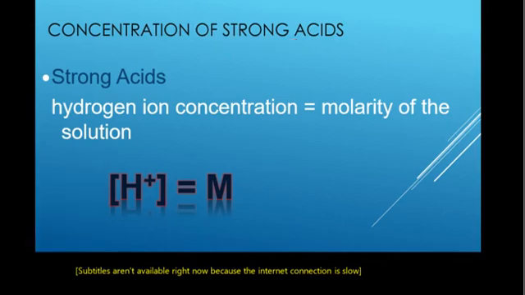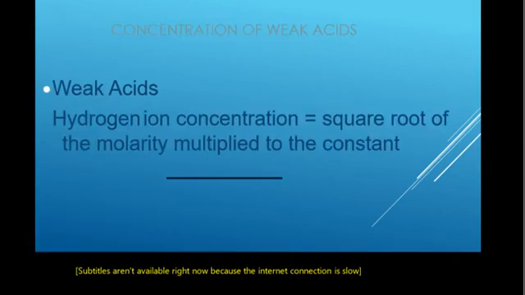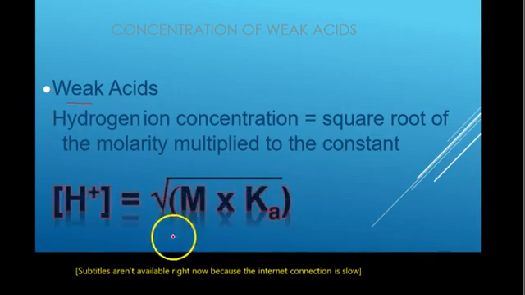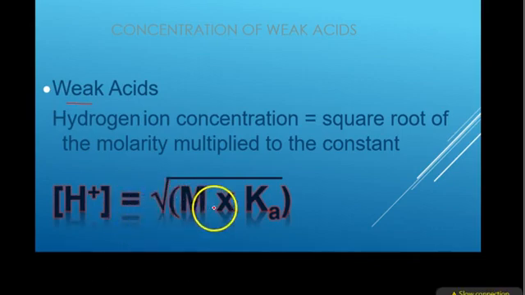That's important to note because it's how you're going to calculate the pH, the pOH, and potentially the hydroxide ion concentration. If you're a weak acid, there's a different formula. For the weak acid, the hydrogen ion concentration equals the molarity times the Ka, and then the square root of all that. So the square root of the molarity times the Ka.